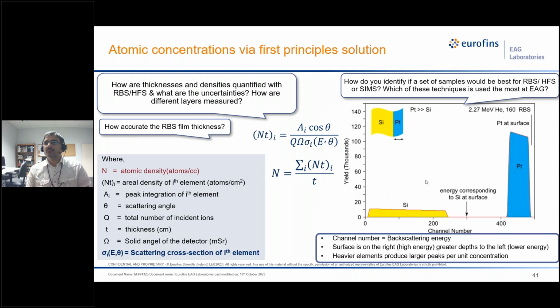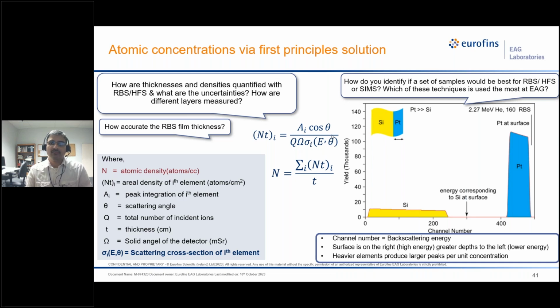So we have received questions regarding how RBS calculates thickness and density, and how accurate the thickness value we provide is. Here is an example of an RBS spectrum, platinum on silicon. This is the scattering peak corresponding to the platinum. Using the area of this platinum peak, we can calculate the areal density of the platinum using this equation.